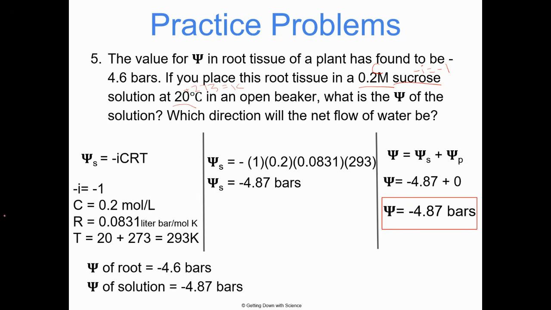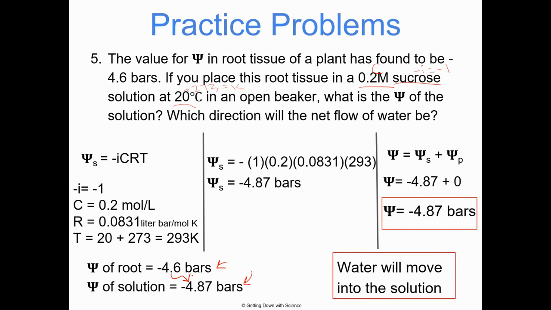All right, so here's where we're at. This is what we were given, that the water potential of the root was negative 4.6 bars. Now we calculated that the water potential of the solution is negative 4.87 bars. So now go back to the list that I gave you of things to memorize for how water flows, and how will water flow in terms of water potential. Well, water is going to flow from high potential to low potential. So which number is higher? Well, negative can sometimes confuse people, but this number is higher. So it's going to go from here to here, or from the root out into the solution. All right, but that is it for Unit 2.